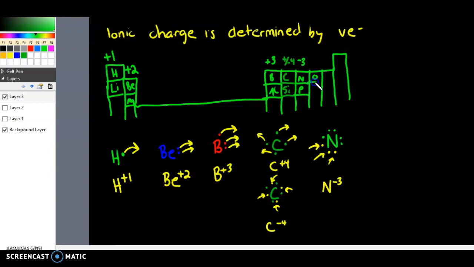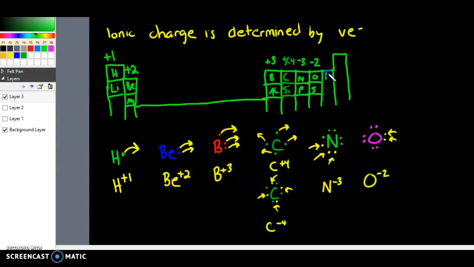Next, we have oxygen and sulfur. On down, these are going to be -2. Because oxygen already has 6. Draw them over here. And it's going to take on 2 more. 1, 2. 2 more negative electrons gives me O -2.